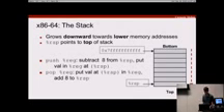And then there's the stack. So the stack grows downwards. It grows from higher addresses to lower addresses. And the top of the stack is pointed to by the stack pointer, where the top of the stack means the lowest address because it's growing downwards.